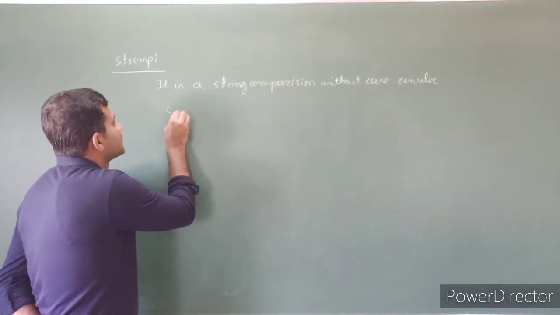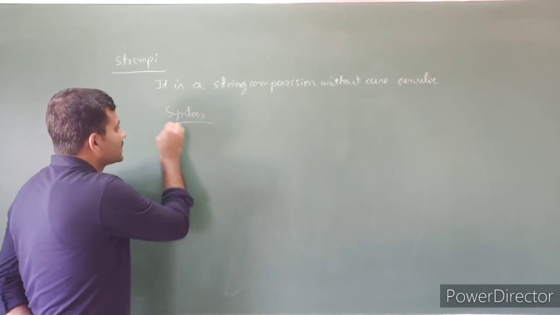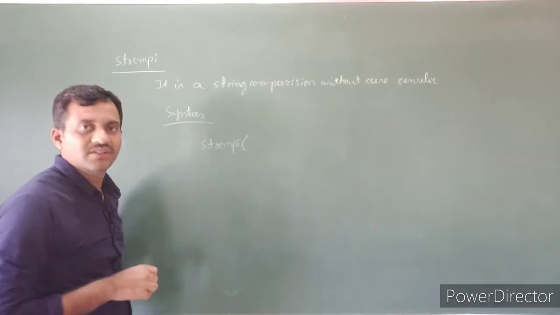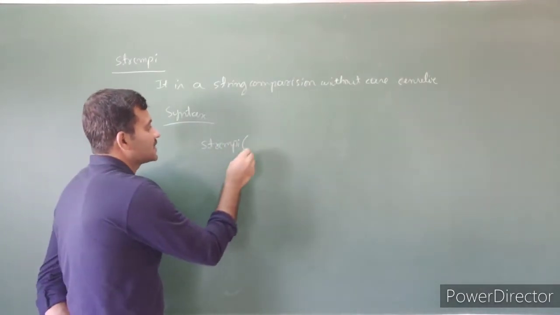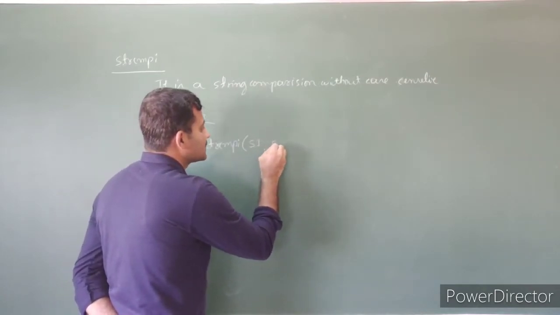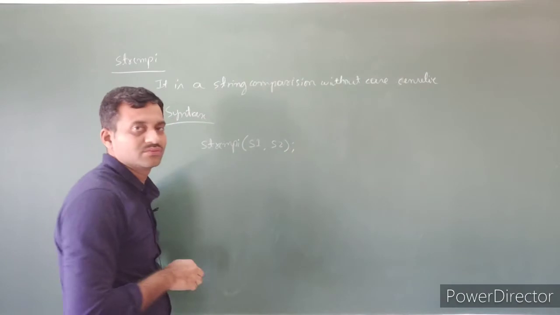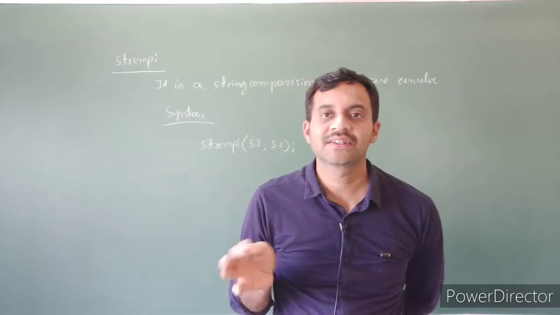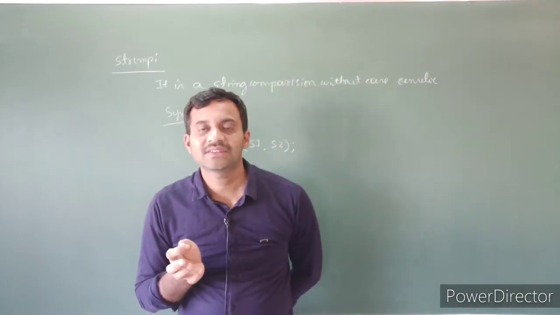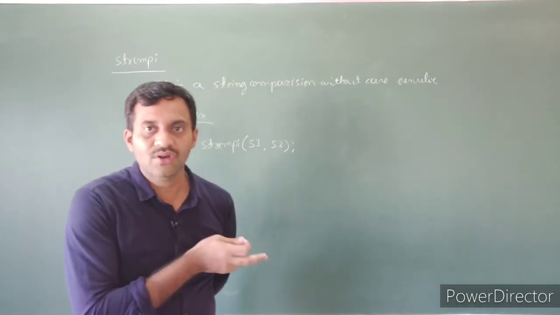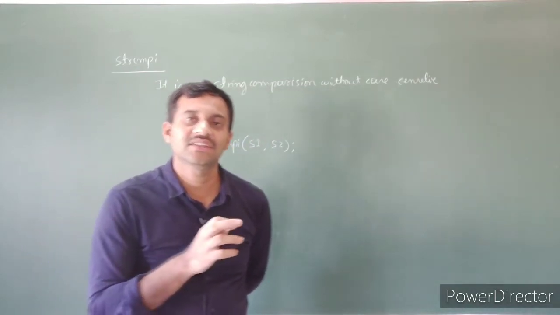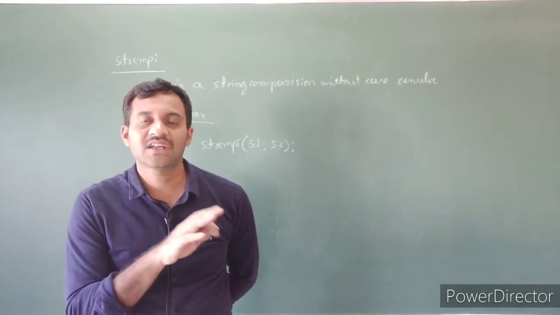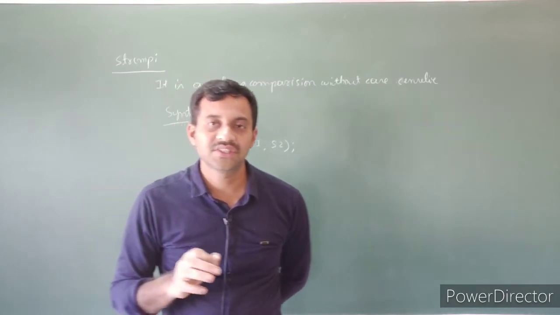See the general syntax. The syntax is also the same, but the name of the function is strcmpi. It is a single word. It accepts two parameters. First one is string 1, second one is string 2. This function also returns 0 if both strings are the same. Otherwise, it returns a non-zero value.